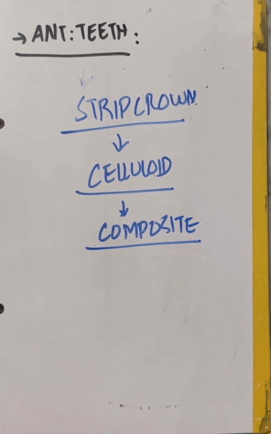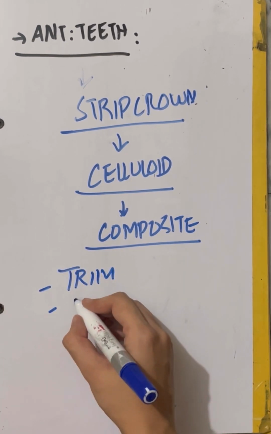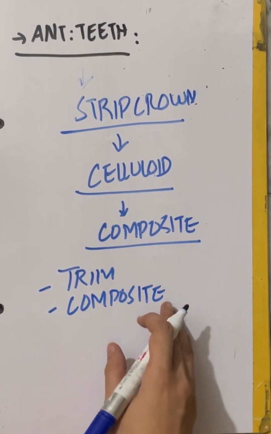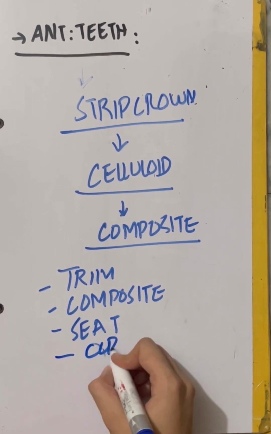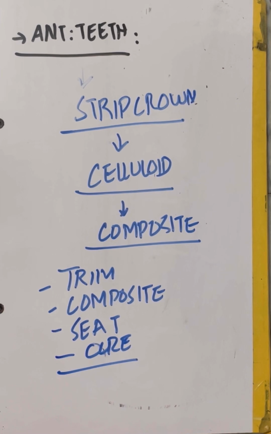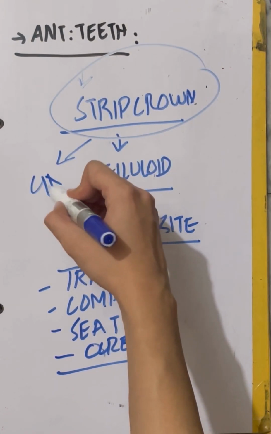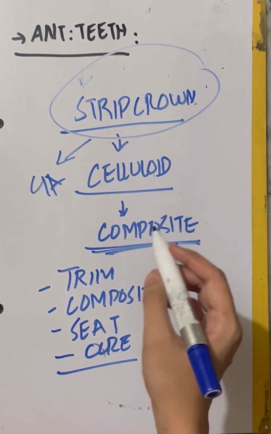What is the procedure? First we take the strip crown, we trim it. After trimming, we fill it with composite. And after filling, we seat it on the tooth and we cure the composite. When the composite is properly cured, we strip off the celluloid crown. But the strip crown is feasible under GA. We can also use composite in primary teeth if there is incisal edge fracture.